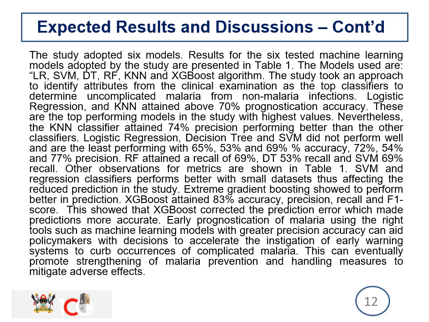Okay, digging into the explanation here, the study adopted 6 models, which are the ones looked at in the above table that we saw in the previous slide. The approach taken in this study is to identify the attributes from the clinical examination as the top classifiers to determine which ones belong to the uncomplicated malaria and which ones belong to the non-malaria infections. Here, logistic regression and KNN obtain above 70% prediction accuracy, which are the best performing out of the 5 models before the XGBoost classifier.